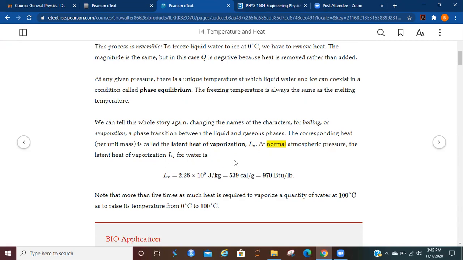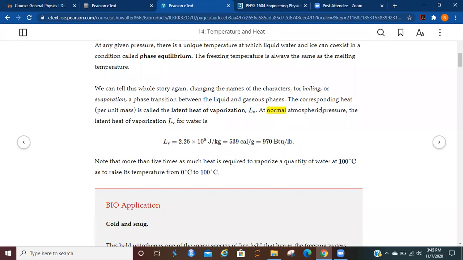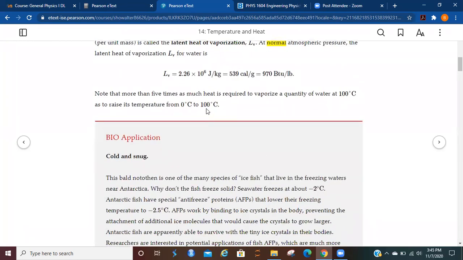We can tell this whole story again, changing the names of the characters for boiling or evaporation, a phase transition between liquid and gaseous phases. Corresponding heat is called the latent heat of vaporization. At normal atmospheric pressure, the latent heat of vaporization is going to be this. Note that more than 5 times as much heat is required to vaporize a quantity of water at 100 degrees Celsius as to raise the temperature from 0 to 100 degrees Celsius.